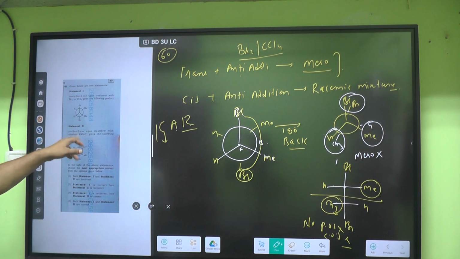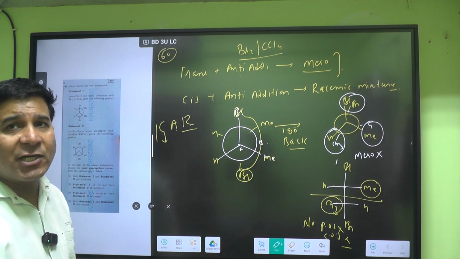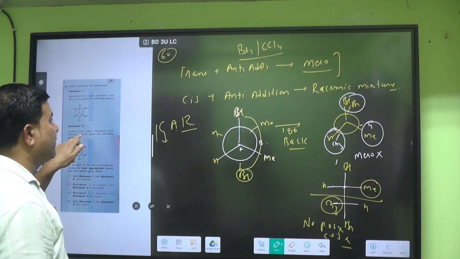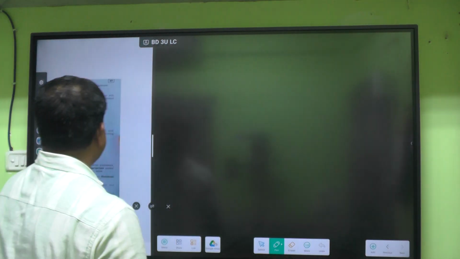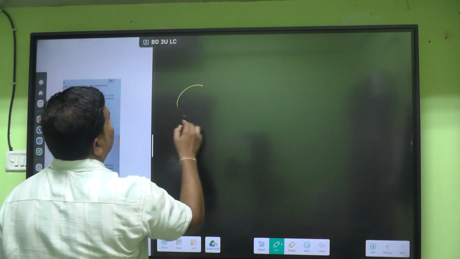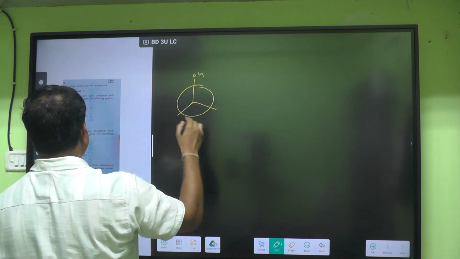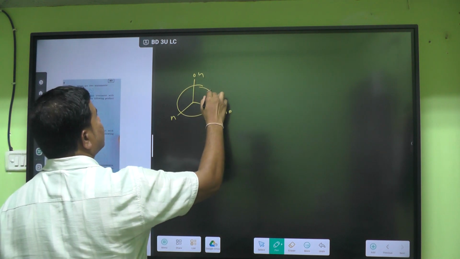But in the case of the second, remember cis-butene reacts with the reagent. Both are cis, so it forms a meso compound. Cis alkene gives syn addition. Remember, cis alkene, syn addition. So remember, here the formation of a meso compound. Now, is meso possible or not? Check here: methyl here, hydrogen here.